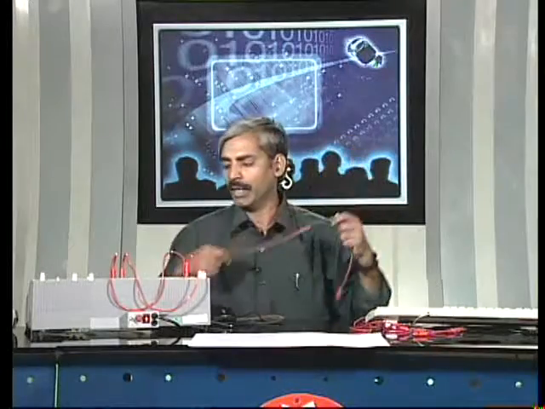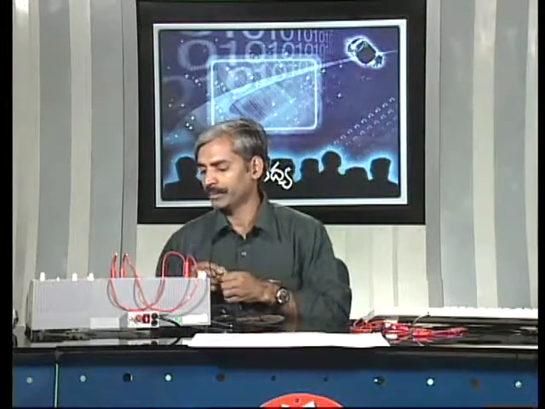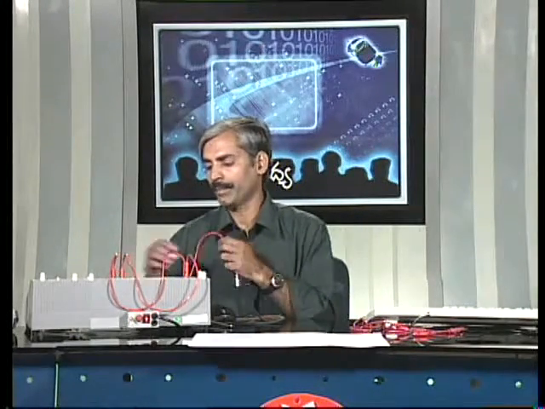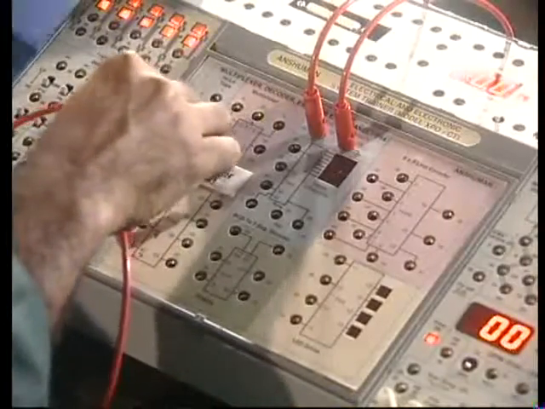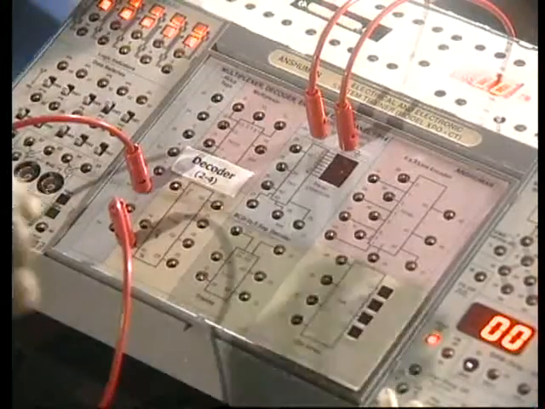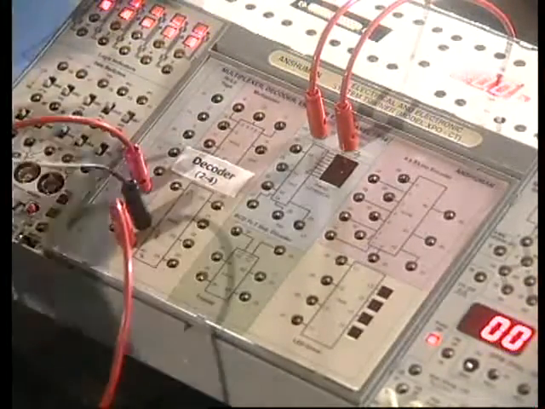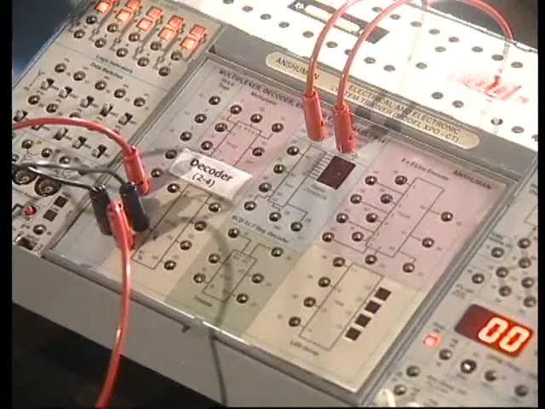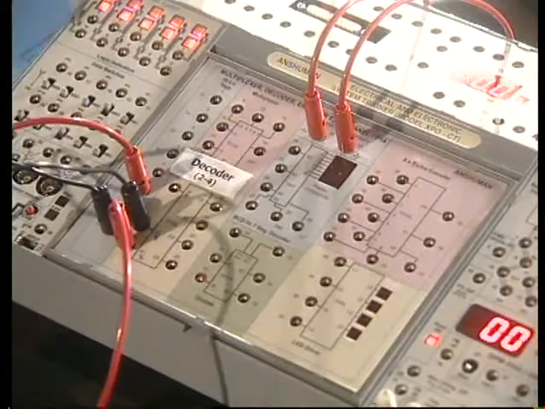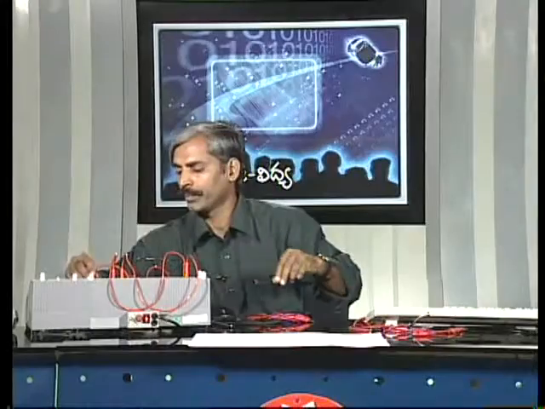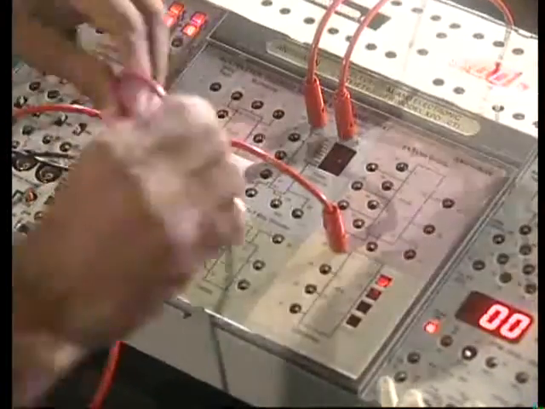Now I connect the inputs. A1 goes to this high and low group, and for A0, the lower order bit, I am using the black color. And now to check the outputs, I have to connect these outputs to LEDs.